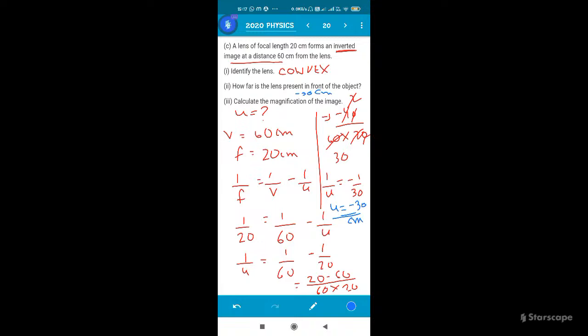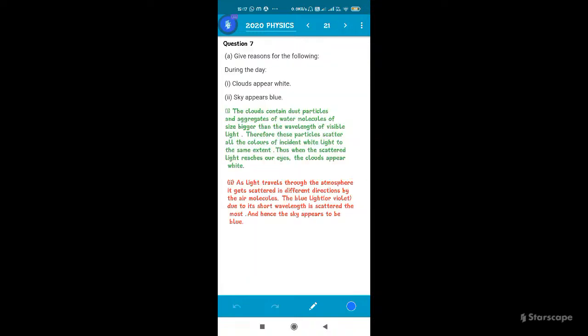Now we have been asked to find the magnification of the image. Let us do it. We know magnification m is equal to v by u. So v was given to us as 60, and we have found the value of u as minus 30. So our answer is minus 2. So this is the magnification. Minus 2 means it is inverted, and 2 means it is larger than the object. I hope it is clear.